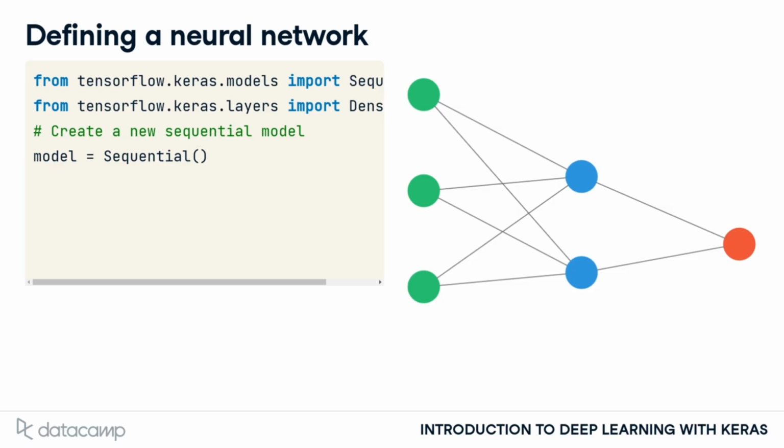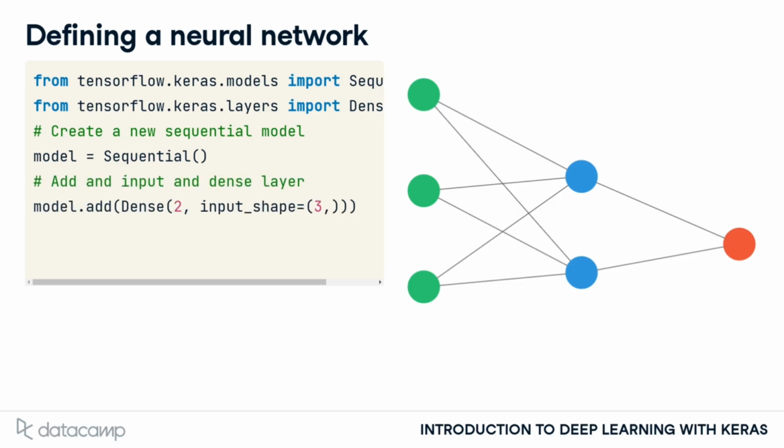In this next line of code, we add two layers, a 2-neuron dense fully connected layer and an input layer consisting of 3 neurons. The input layer is defined with the input shape parameter, and it matches the dimension of our input data. We finally add another fully connected layer, this time with 1 neuron, and we have just built the network to the right.